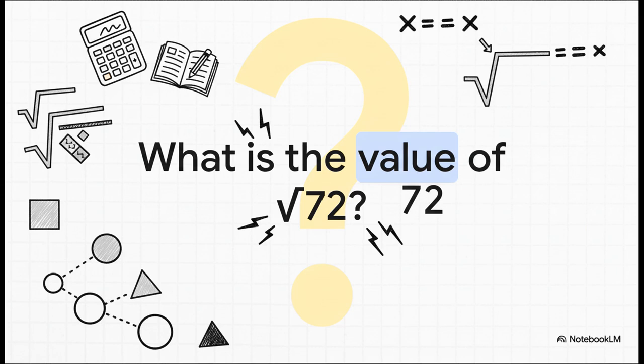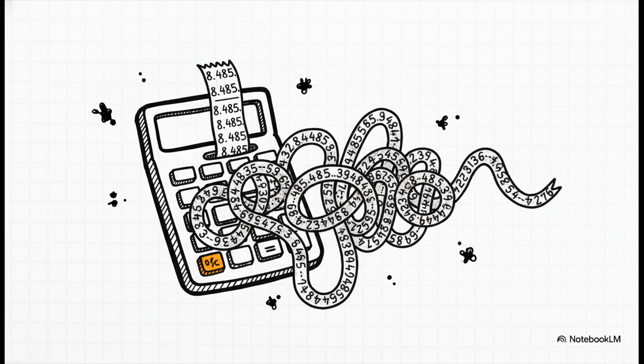What actually happens when you grab a calculator and punch in the square root of 72? Yeah, you get this monster of a decimal, right? It just keeps going on forever. And look, that's not wrong, but it's also not very precise. It's an approximation. And in math, we're all about precision. We want the exact value.